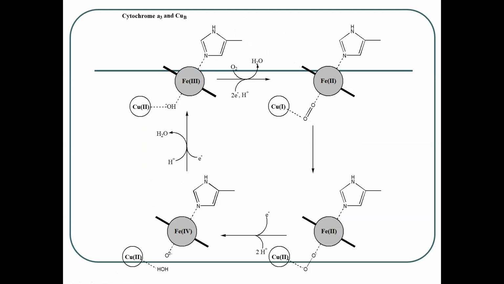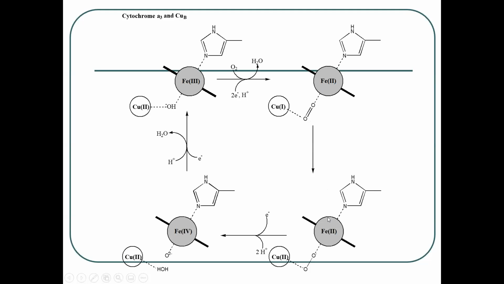And this is a summation of how this reaction probably occurs. So this is the iron from the cytochrome A3. Here's copper B. So oxygen comes in. You go from copper 2 to copper 1. You're holding the molecular oxygen, the iron goes from iron 3 to iron 2.